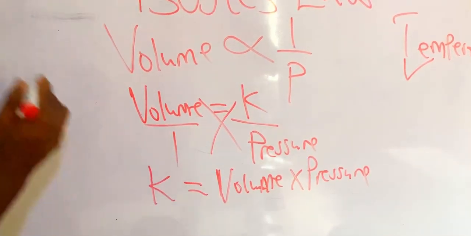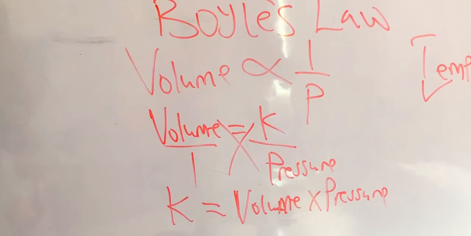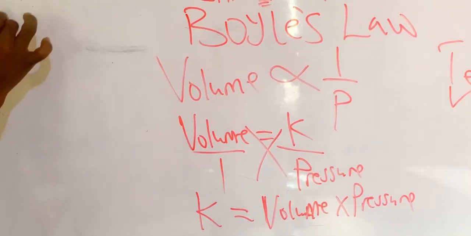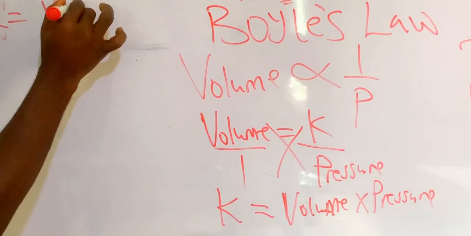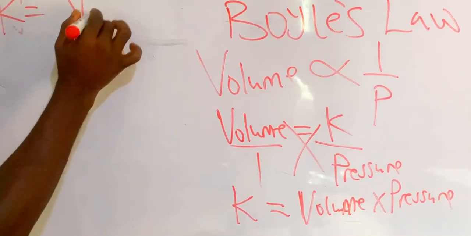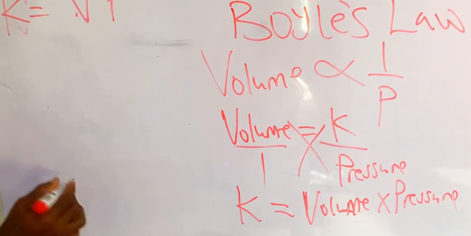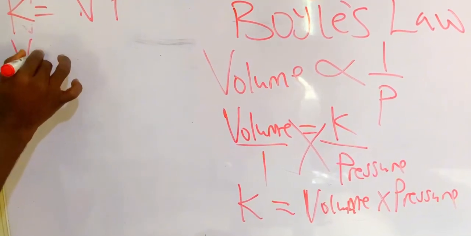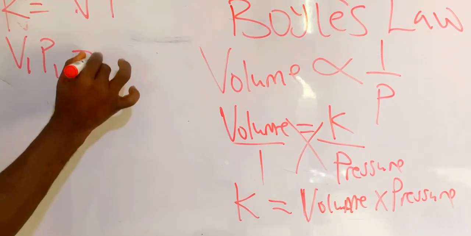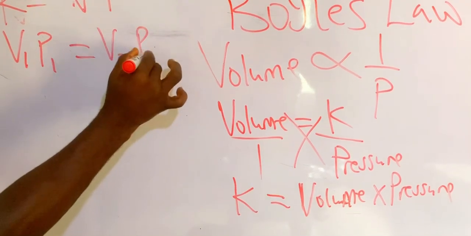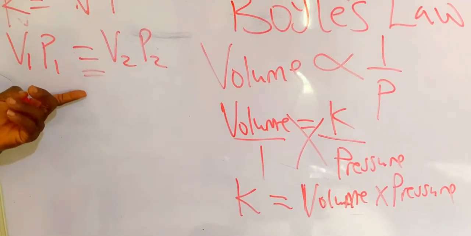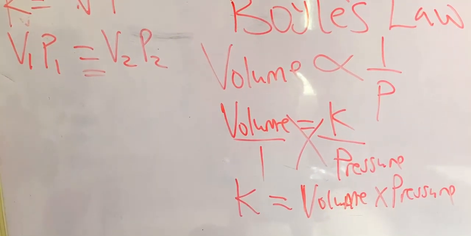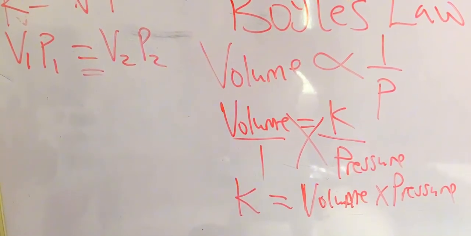Now let's do that. So we are going to have our volume, our K, which is V1, which is now going to be V and P. Now this K represents V times P, so we are going to represent it by writing V1 P1 equals to what? V2 and P2. So this formula is what we use to represent Boyle's law. I hope I made myself clear.